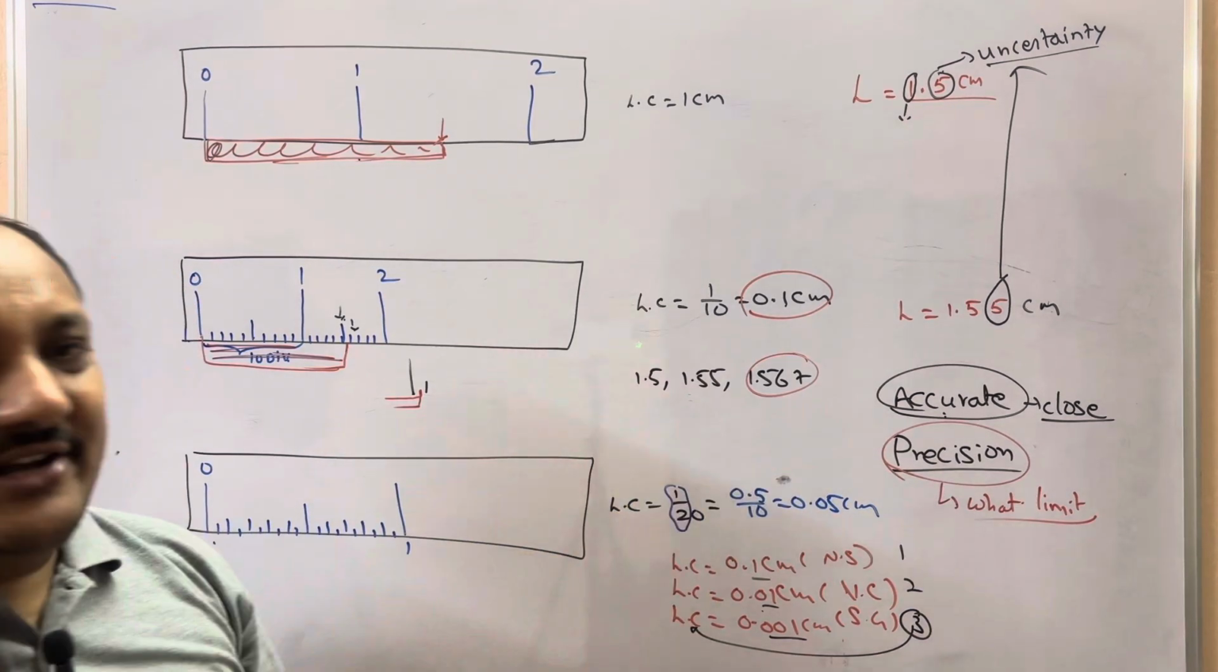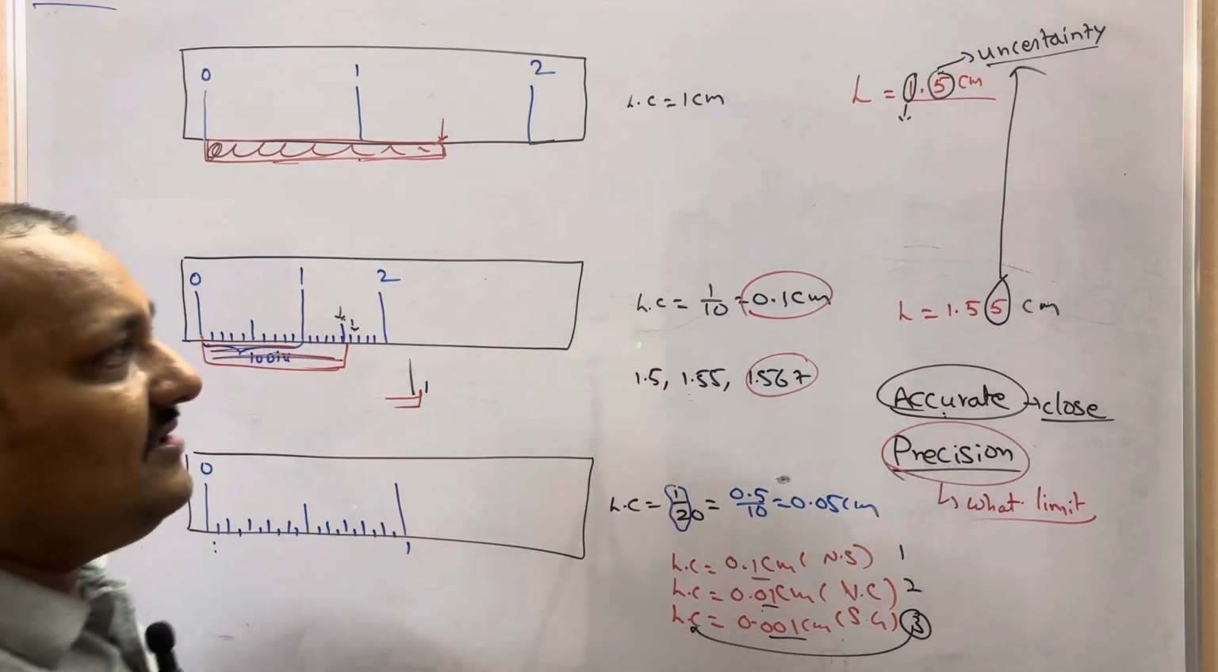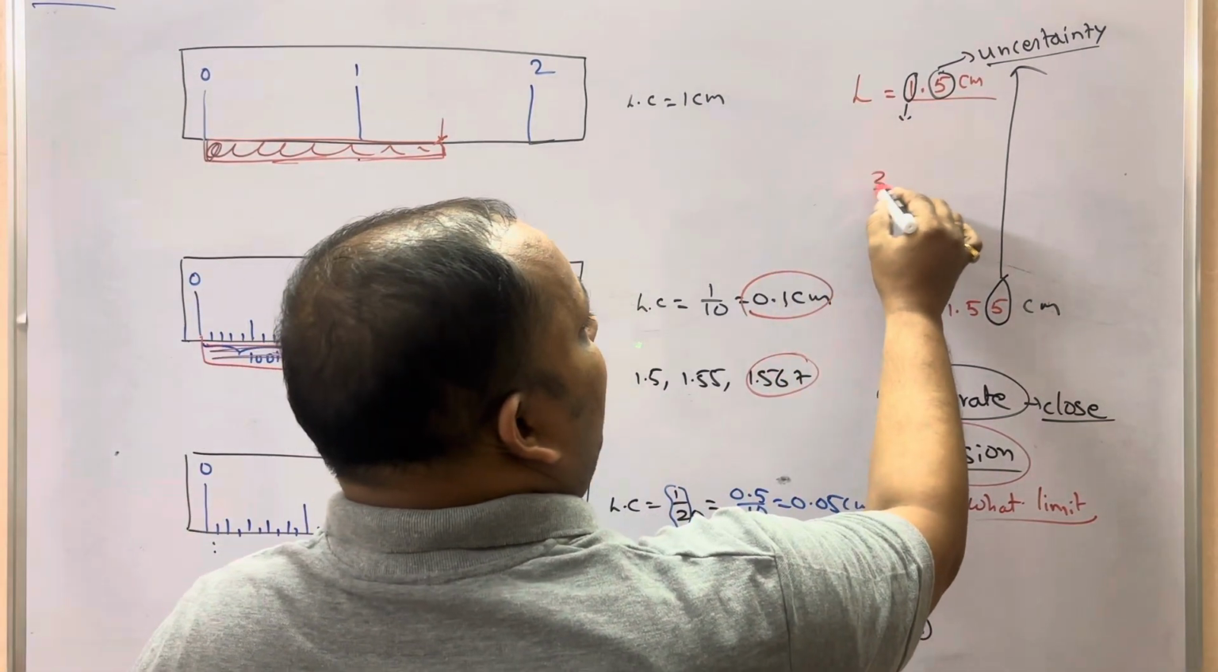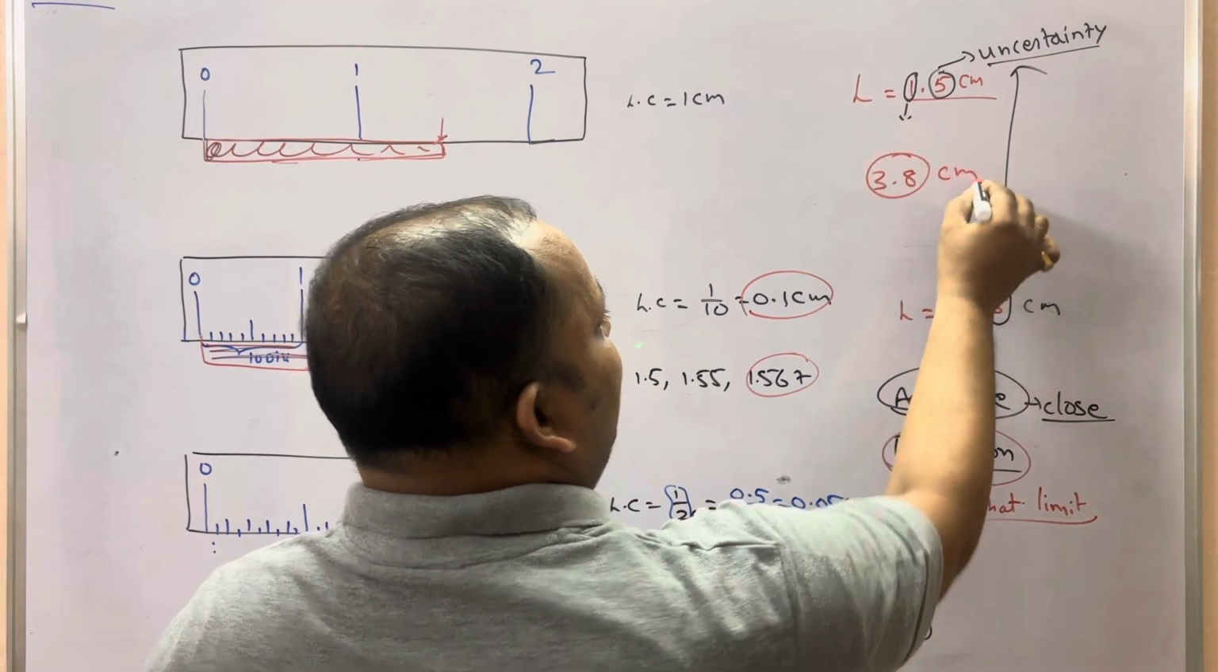How do you define accurate value? Accurate value is nothing but, let us assume you have one measurement, true value 3.8 centimeters.